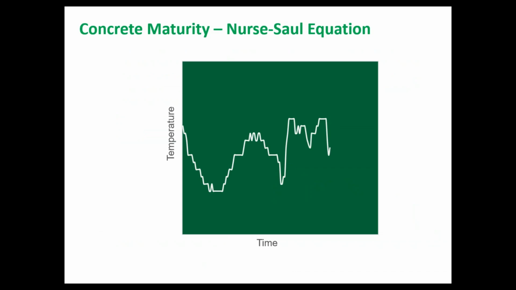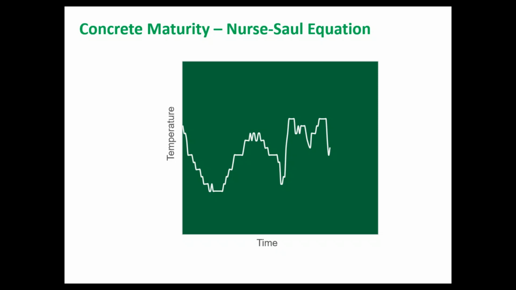So how do we calculate the maturity index? There are different methods to calculate the maturity index of concrete, and I'll later show you how to correlate it to the strength. But let's just start with the calculation. There are three methods that I'll explain. The first method is the Nurse-Saul equation. Imagine that you have recorded concrete temperature as it's cured in the field, and this will be the graph, obviously affected by your curing conditions and the ambient conditions.